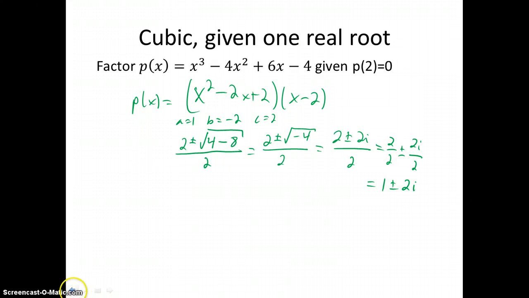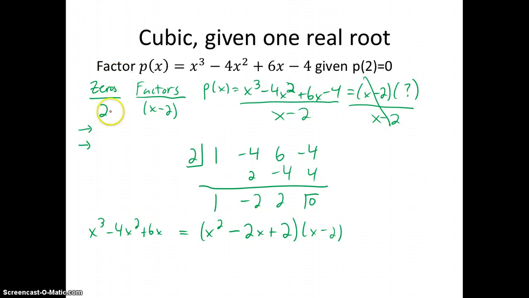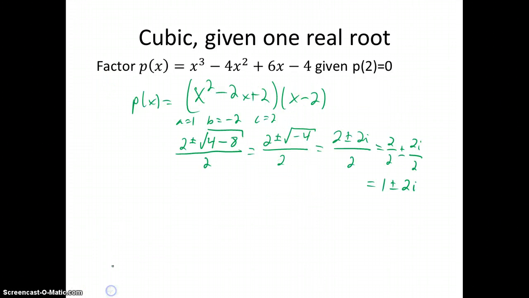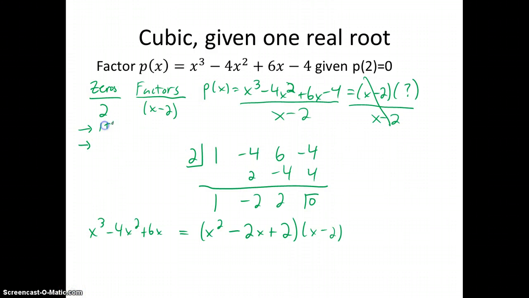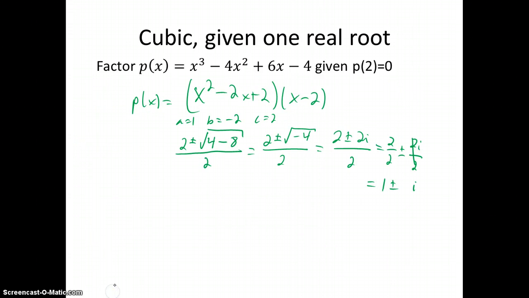So if we went back to our zeros list here, we can list those other two zeros because we just found them. So our other two zeros now should be 1 plus i. The twos cancel, so plus or minus i. So our two zeros are now 1 plus i and 1 minus i. So we got our last two zeros there. Now we're asked to factor it.